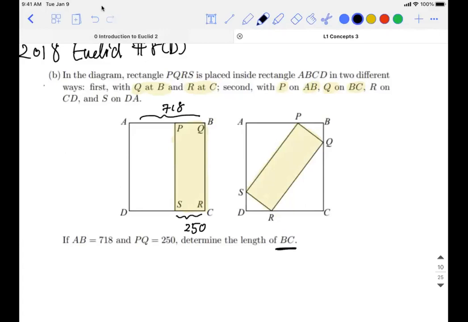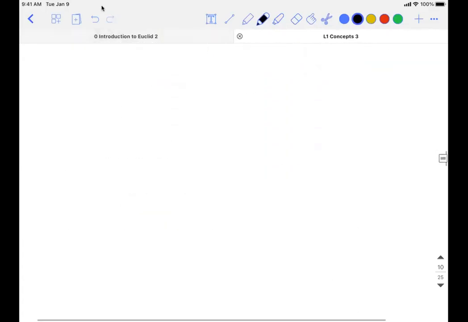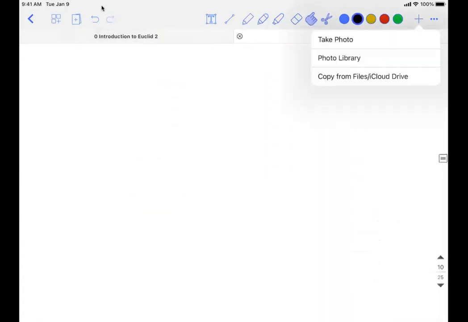How to determine the length of BC? Normally speaking, you can directly give a value, maybe BC is X, and try to do some calculation. This is actually what the official solution gives you. I'm just going to give you a quick idea of how the official solution looks.